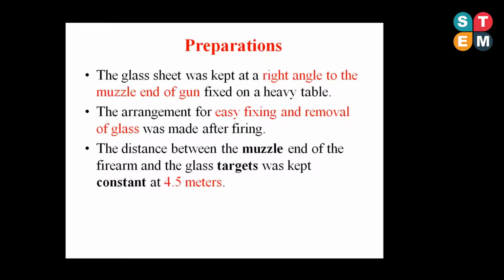Then the glass sheet was kept at a right angle to the muzzle end of the gun, fixed on a heavy wooden carrier table. The arrangement was made so that fixing and removal of the glass after firing was easy. We made such an arrangement so that we can do a number of firings in a short time. The distance between the muzzle end of the firearm and the glass target was kept at 4.5 meters.